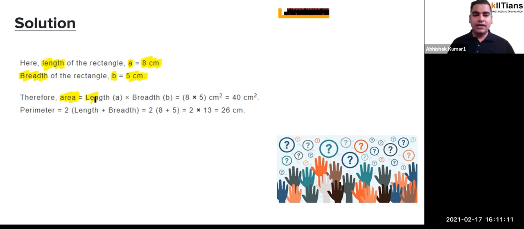So we know that area is given by L into B, or length into breadth. So length is 8, breadth is 5. So you will be getting 40 centimeter square as area. And whenever you are talking about perimeter, perimeter is always given by twice of (length plus breadth). Okay, so you will be getting twice of (8 plus 5). That will give you 2 into 13, and 2 into 13 gives you 26 centimeter.